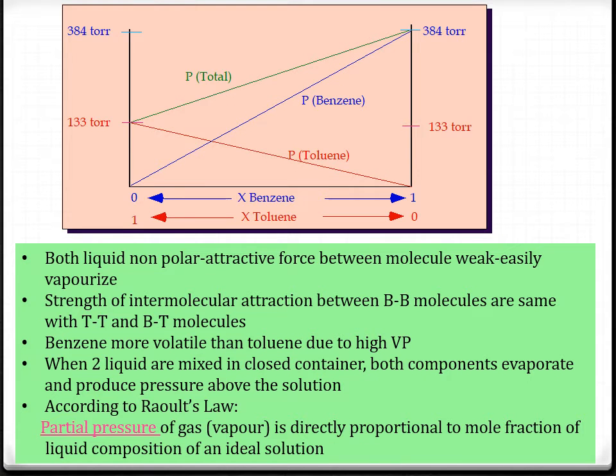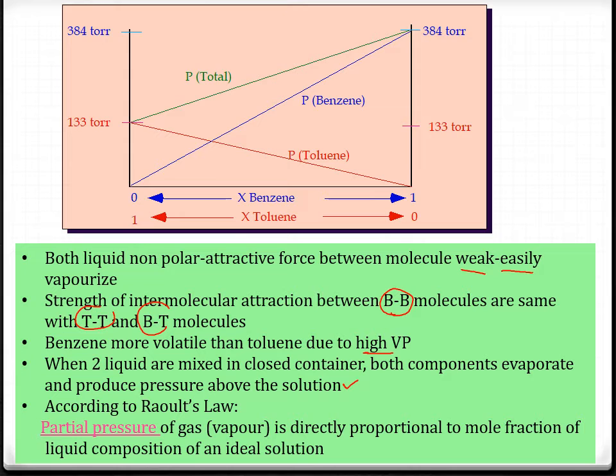Benzene and toluene are non-polar solvents. The attractive forces between molecules are weak and they are easily vaporized. The strength of the intermolecular attraction between benzene and benzene molecules is the same as between toluene and toluene molecules, and also between benzene and toluene molecules. Benzene is more volatile compared to toluene due to its higher vapor pressure. When two liquids are mixed in a closed container, both components evaporate and produce pressure above the solution.